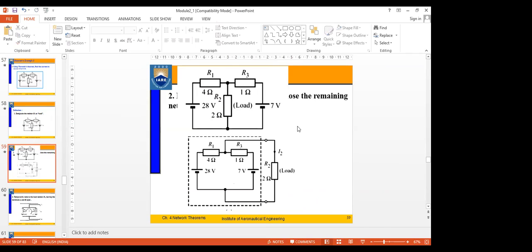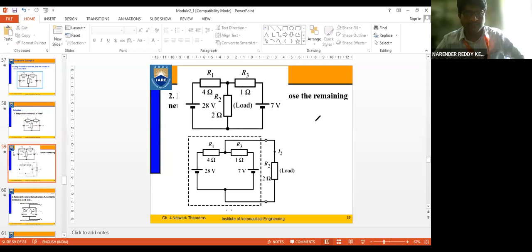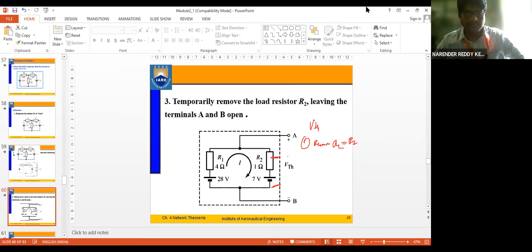Yes, sir. So now, the first step in order to find the value of VTH and RTH, what's the first thing we have to do? Open this, right? Remove RL. We are considering R2 as RL, so we remove it. How will the circuit be now? Once I remove it, the circuit becomes like this, right?